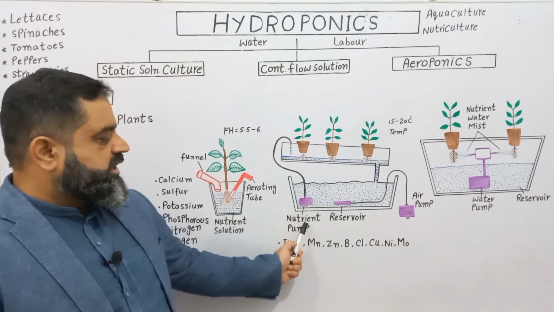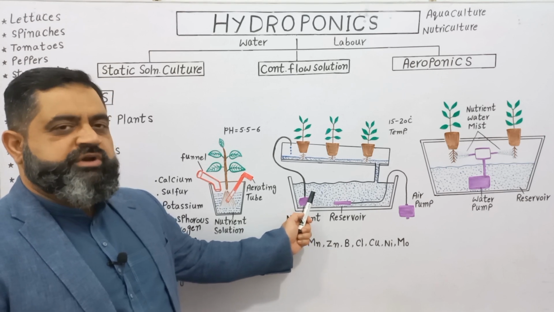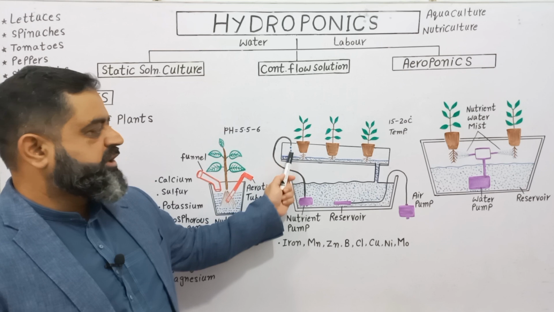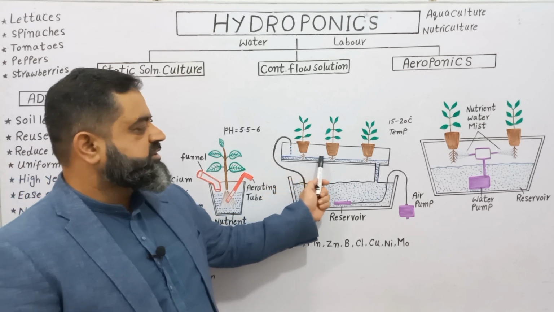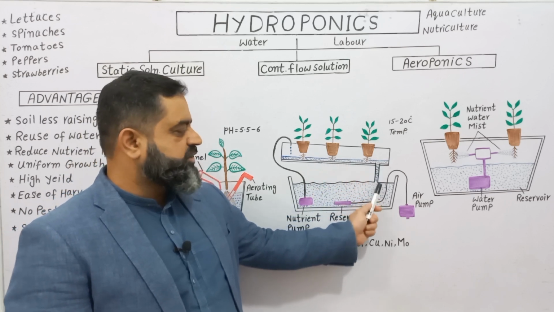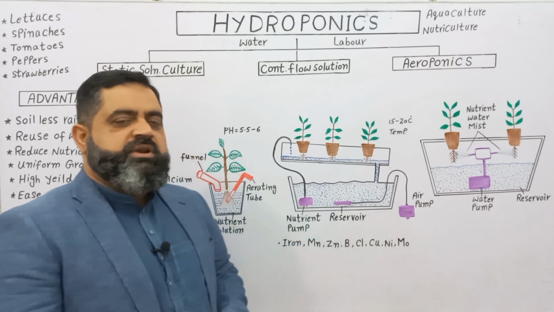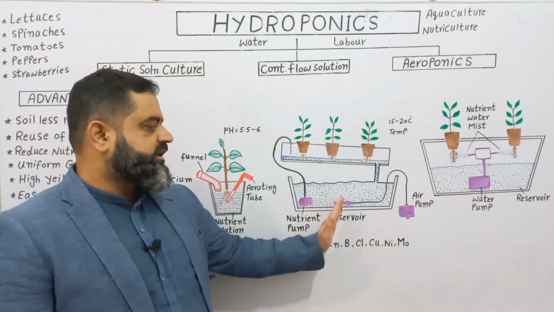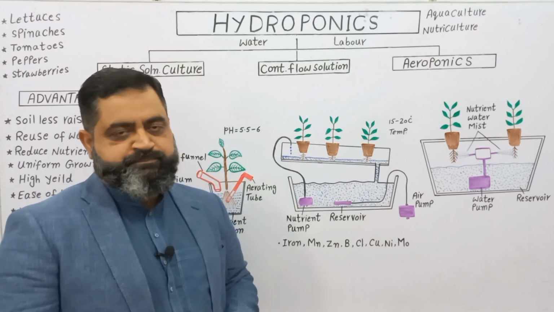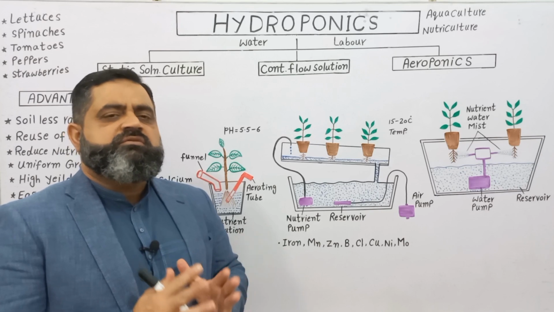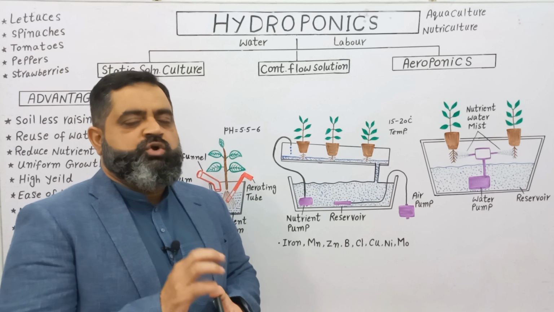This reservoir contains a nutrient pump which pumps nutrient water into this tray drop by drop, and water moves slowly over the roots of these plants and then comes back into this reservoir. There is also an air pump which supplies oxygen and air to this water so that the plants do not suffer from hypoxia. Whatever the method is, there are certain nutrients which are added into this water.